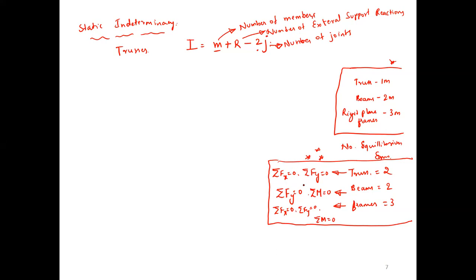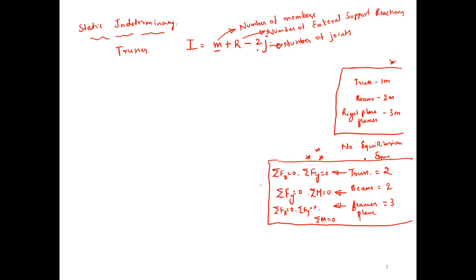In beams, there is no Fx; there is Fy and one moment. Since it's a type of axially rigid member, only one force remains. So for truss, that is 2: sigma Fx equals 0, sigma Fy equals 0. It's axially rigid. There is no moment in truss. We know that. For plane frames, we are having 3.